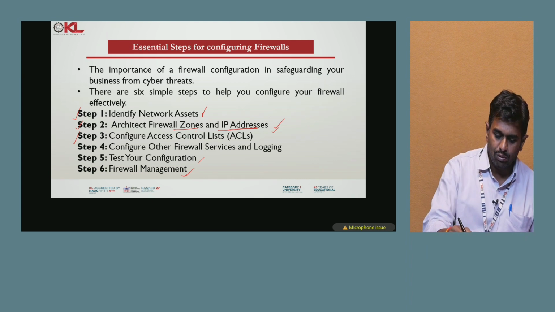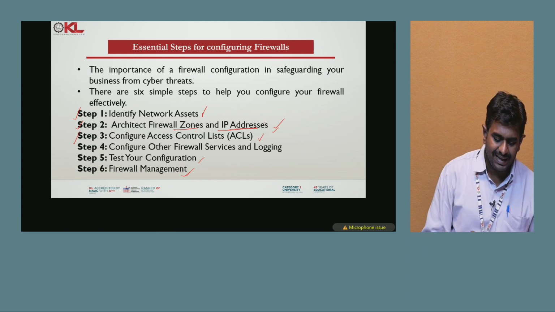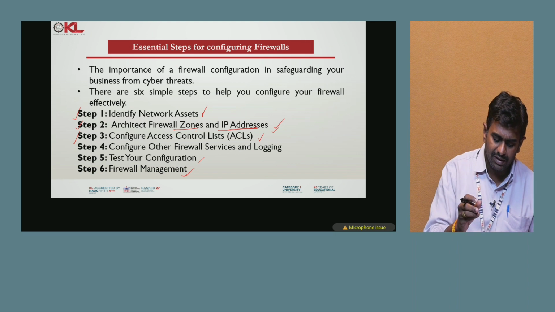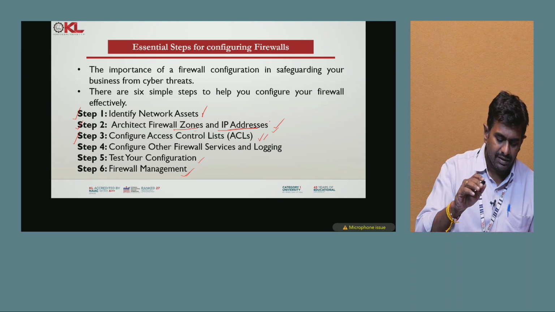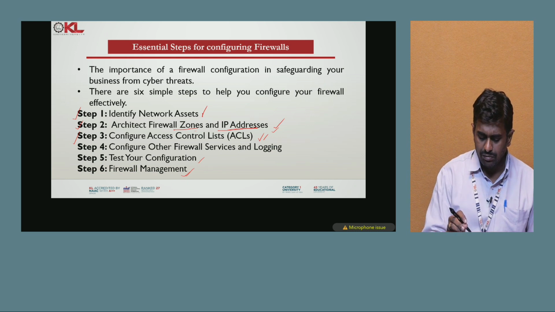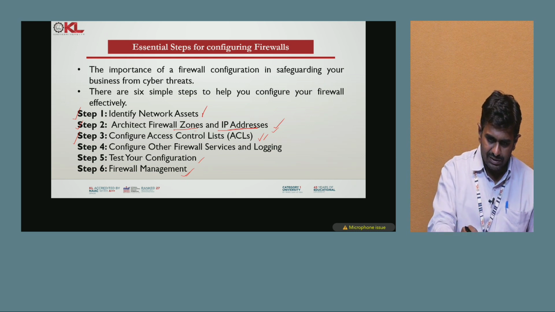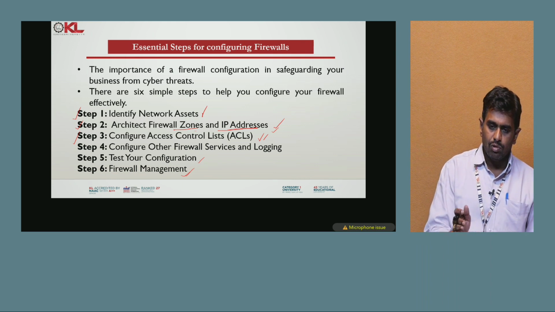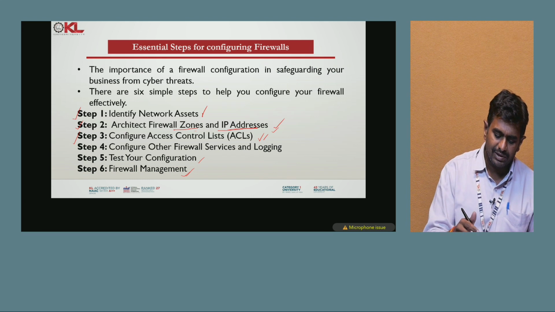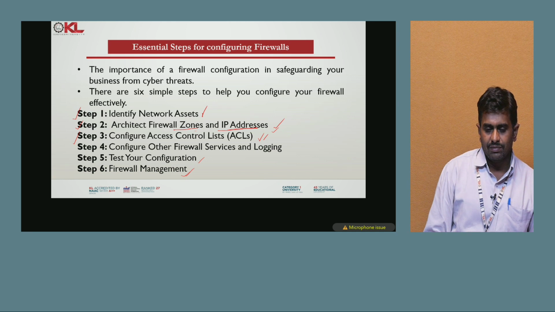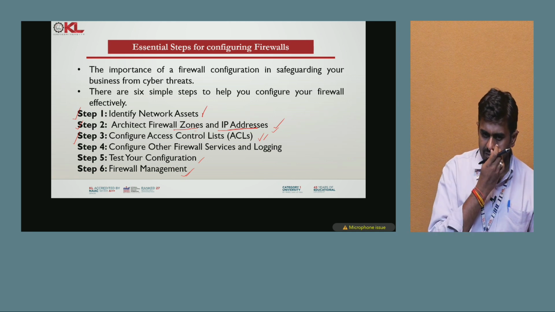Then access control list: configure the access control list. This is the main building block for your firewall rules, and it determines which traffic is allowed to access a particular service or a particular device. Create outbound and inbound rules based on your IP addresses and port numbers. The next one is to configure other firewall services and logging.